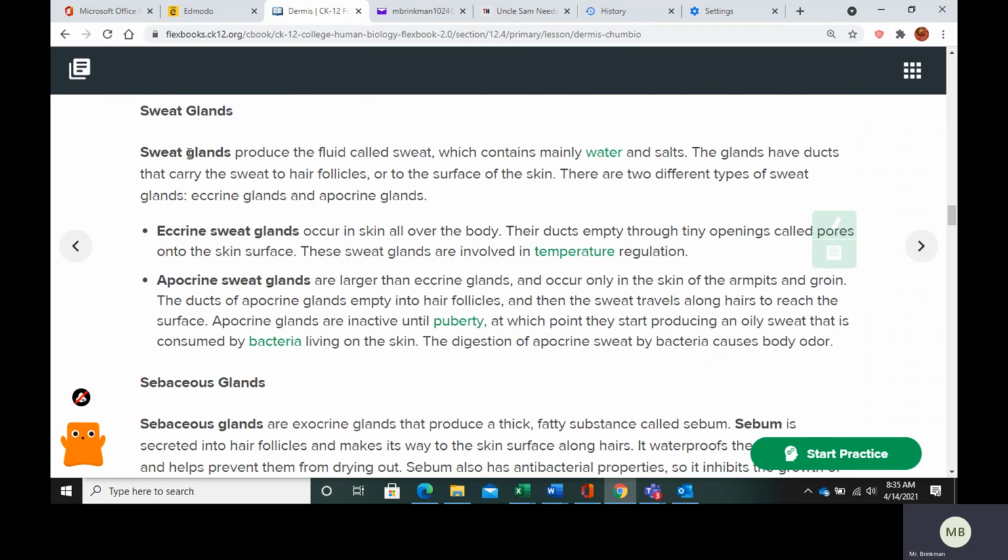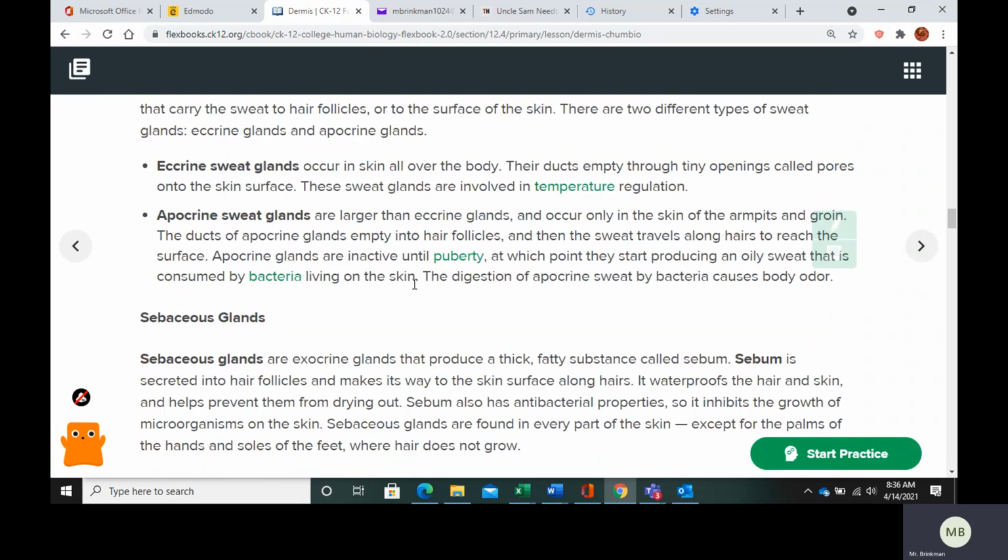So sweat glands produce sweat, which is made mainly of water and salts, but it also sometimes contains wastes that the body's trying to get rid of. So we have two types of sweat glands. We have the eccrine sweat glands and the apocrine sweat glands. So the eccrine sweat glands are found in the skin all over the body, and their ducts are going to empty through the pores. The apocrine sweat glands are going to be in places like the armpits.